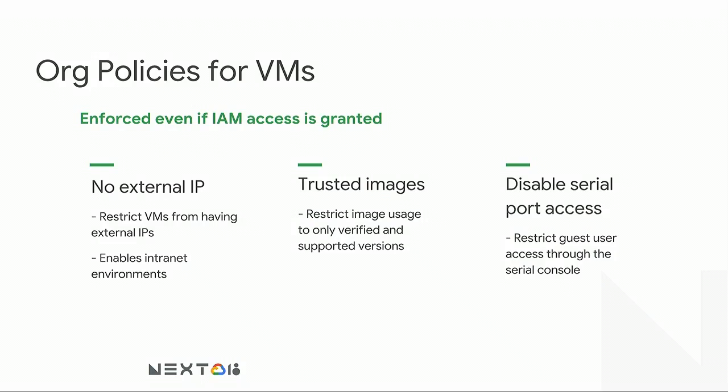There are a couple more org policies you can utilize. You can set trusted images for VM instances, to limit which images developers can use and make sure they only use the supported versions. You can also disable serial port access, again to protect your OS, so that no sensitive information can get out from the serial console.